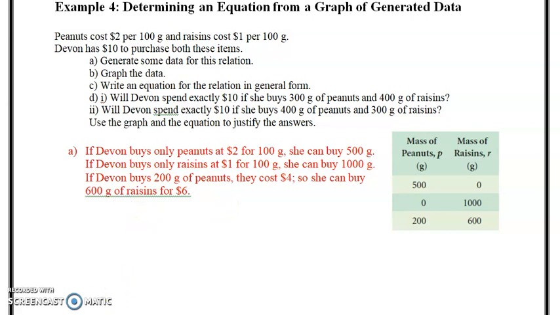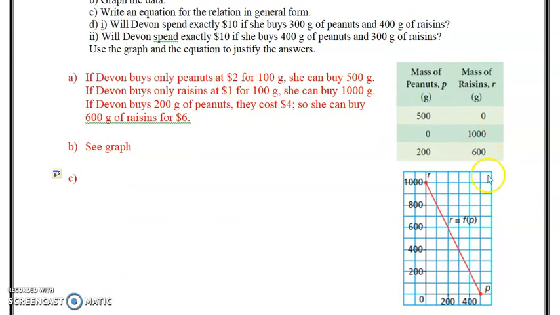So now we're going to graph the data. I've graphed the data. Again, there's really no independent or dependent variable here. I went with the mass of the peanuts as the x variable and raisins as y just because the peanuts came first. One does depend on the other, but it could go either way. It's one of those pieces of information that could go either way.